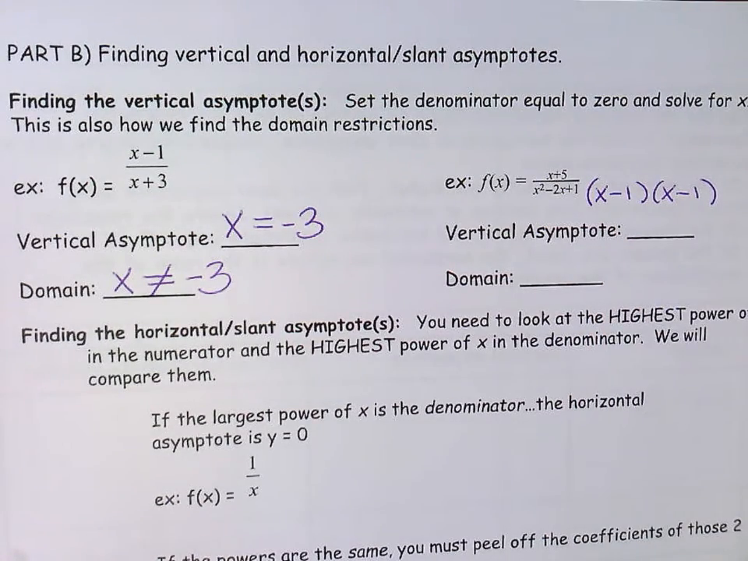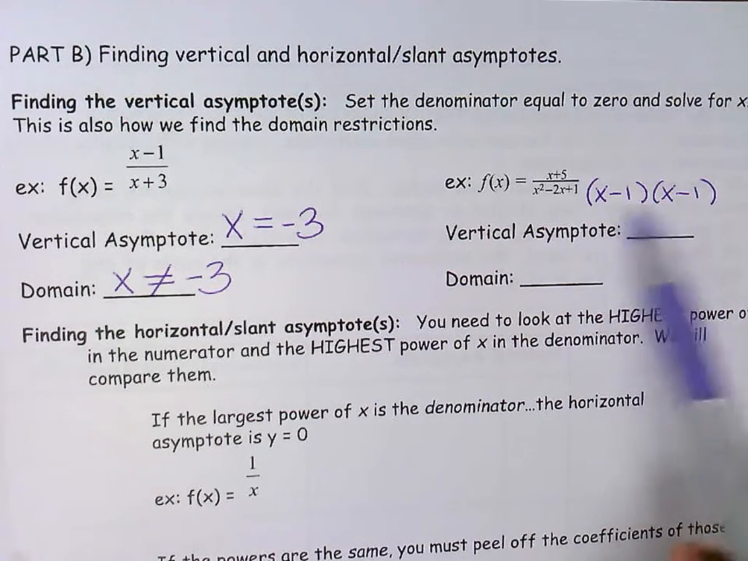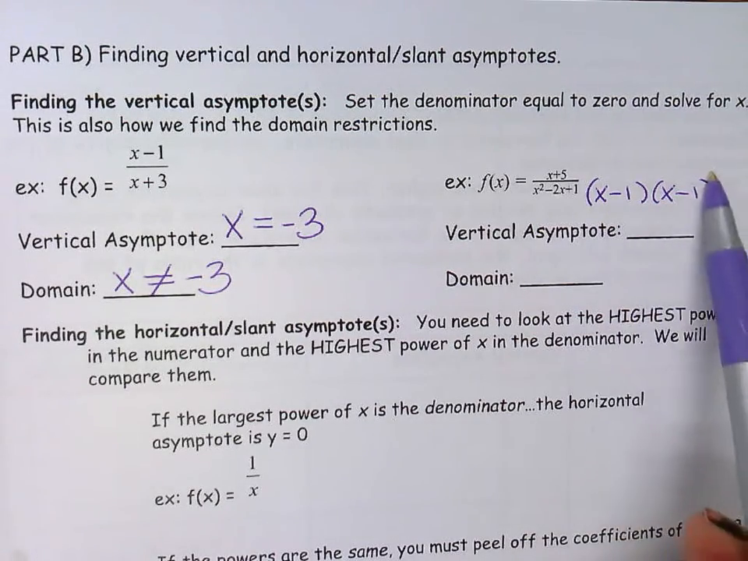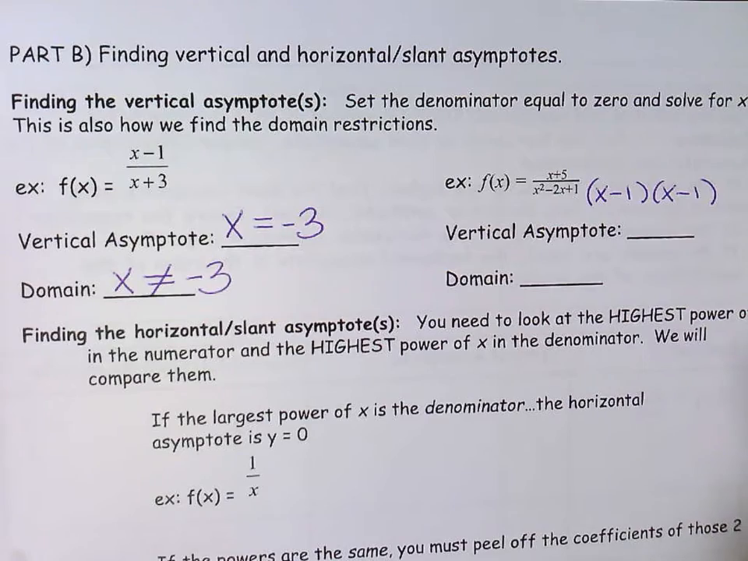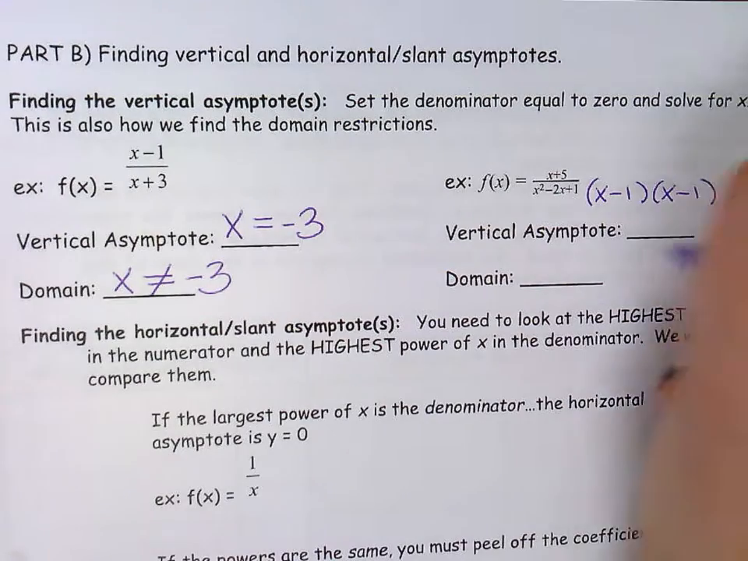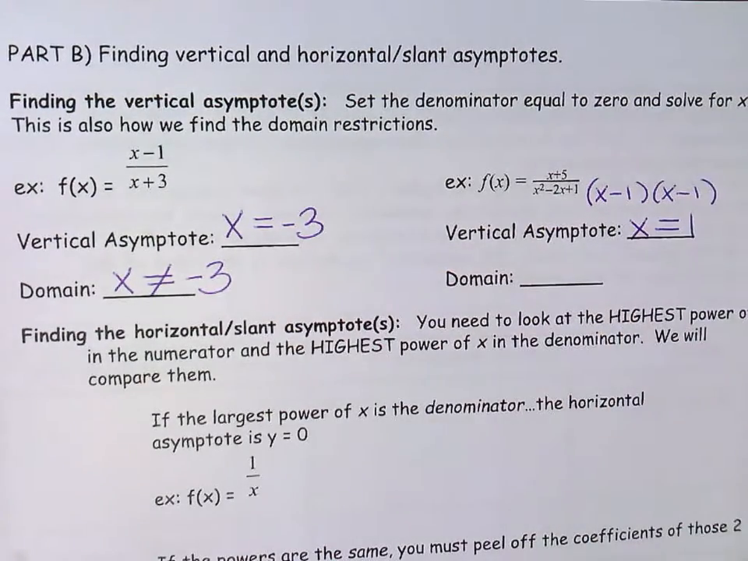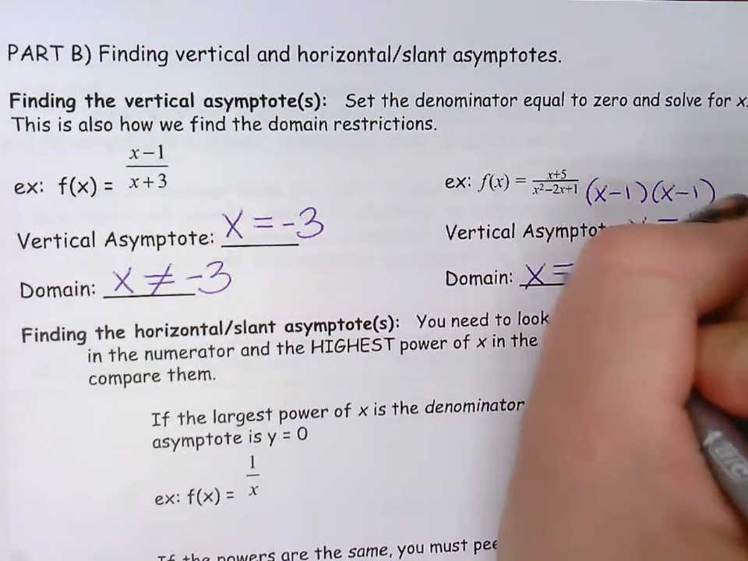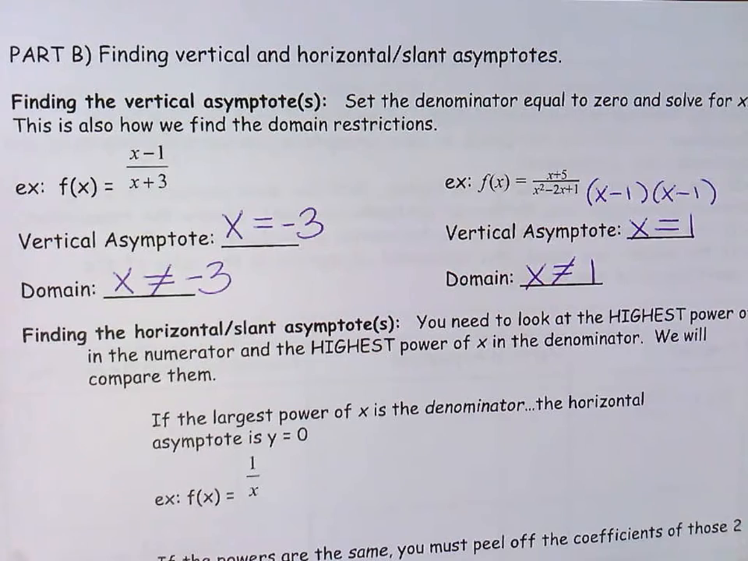So I didn't get any new solution, but I have one undefined value, and that's when x is positive 1. So x equals 1 is the equation of my vertical asymptote, and my domain would be written x cannot equal 1. So that's vertical asymptotes. We're going to practice that many, many times.